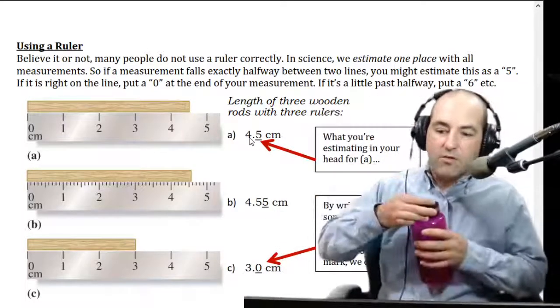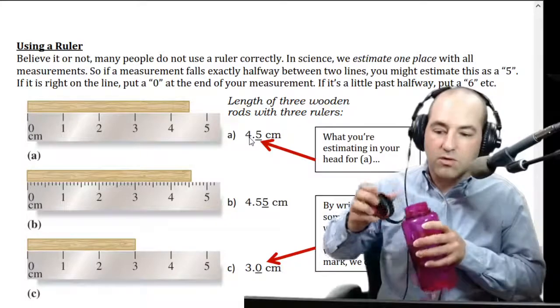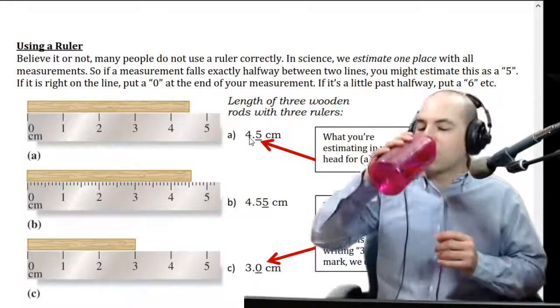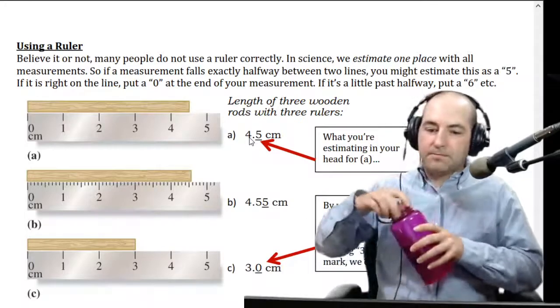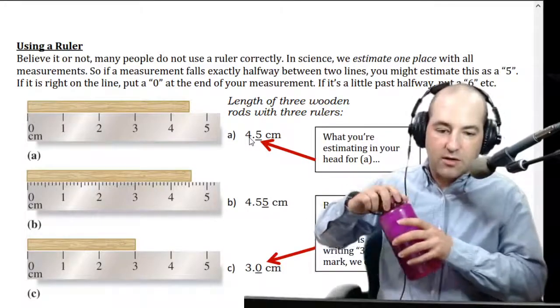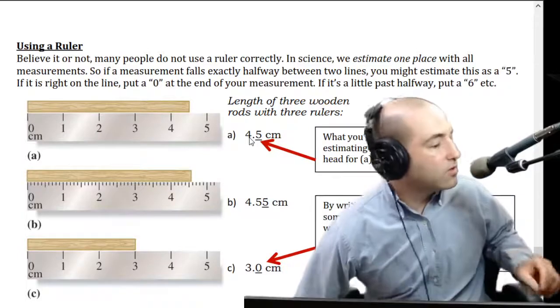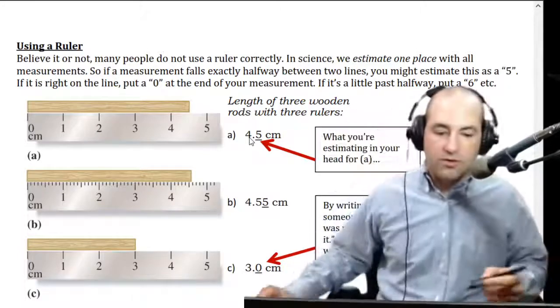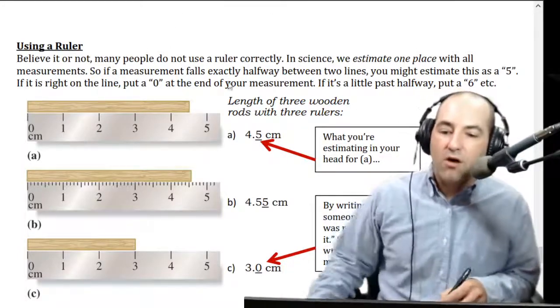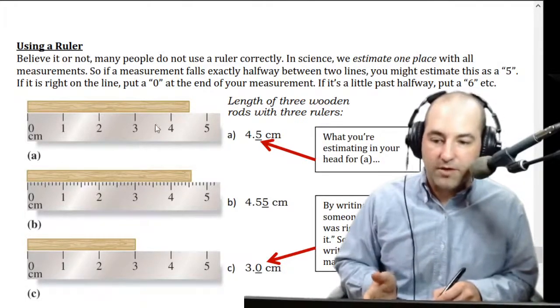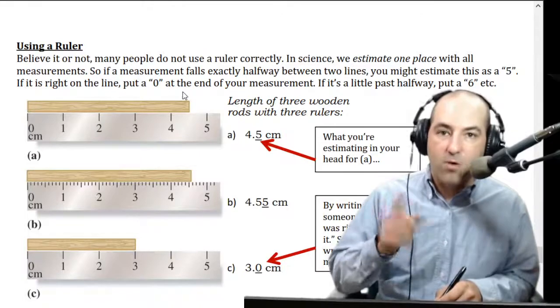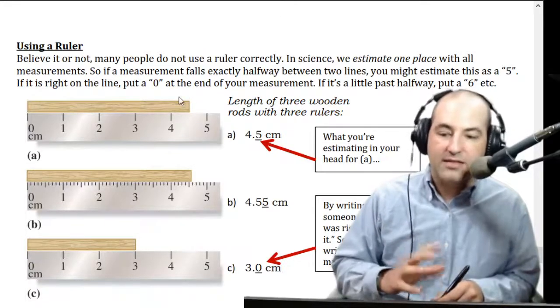If we have a ruler, you probably have noticed that rulers can be marked in different ways. In order to write down the correct measurement from your ruler, you need to remember the rule that we just talked about. We write down all the digits that are actually given by the instrument itself, like the ruler, and then one more digit that we estimate past that.